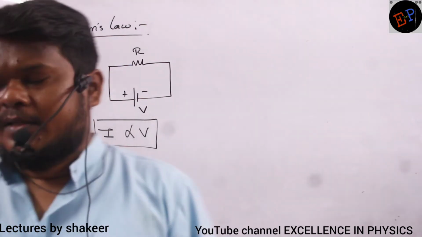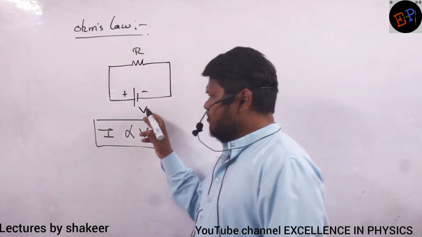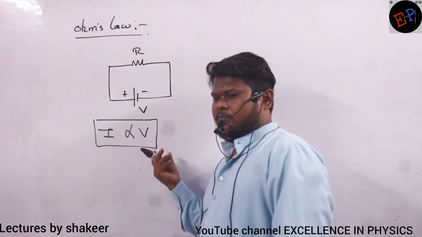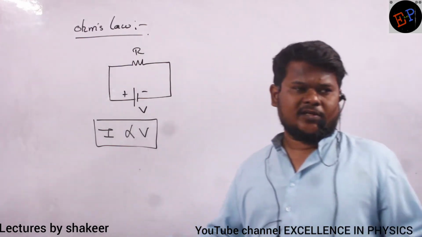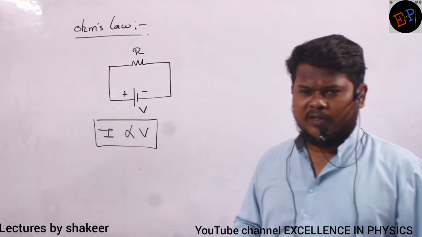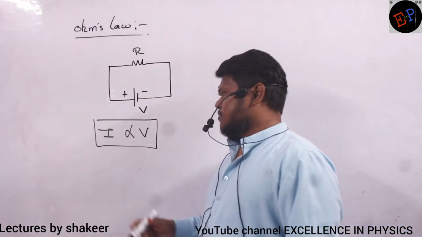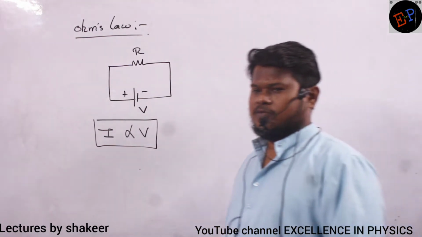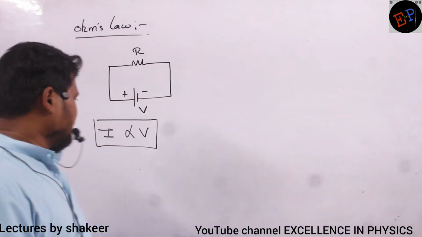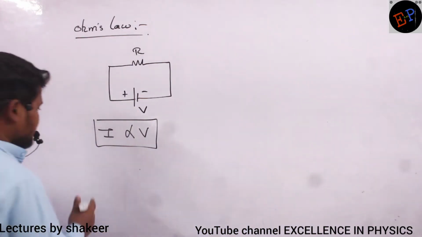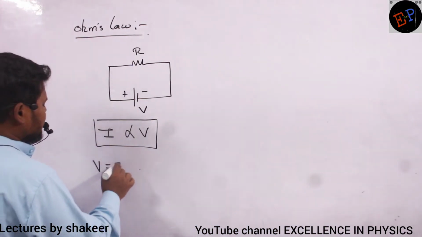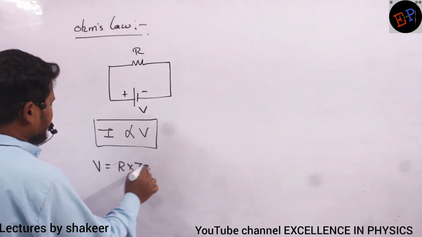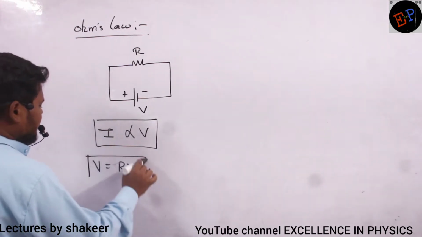Understood? So if you are applying less potential difference, the current flowing also will be lesser. If you apply more potential difference, say the battery capacity is higher, automatically more current will flow in the circuit. So therefore I is directly proportional to V. This is called Ohm's law. And if I want to write a proportionality constant, I can write V is equal to R into I.